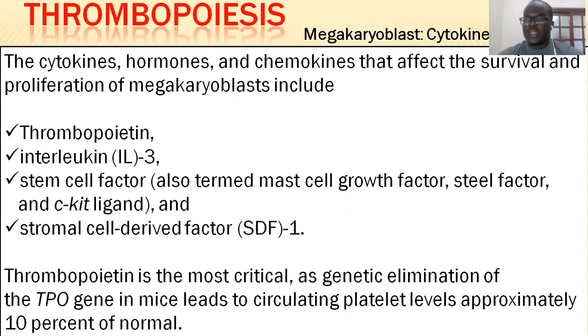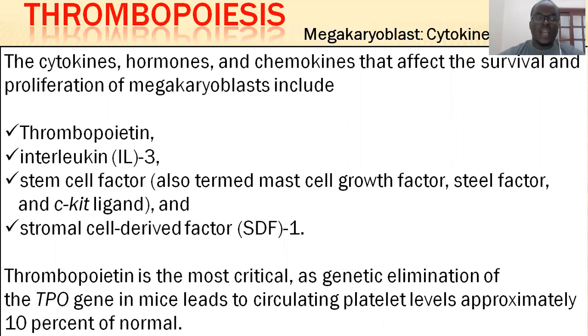Thrombopoietin is a hormone that is produced mainly by the liver and also by the kidneys. This is a major hormone that is going to stimulate the megakaryoblasts to differentiate into megakaryocytes, and also stimulate the megakaryocytes to start shedding off platelets. So this is a hormone that will increase the production of platelets. That's why it's called thrombopoietin. It will bind to thrombopoietin receptors of these cells that are undergoing development.